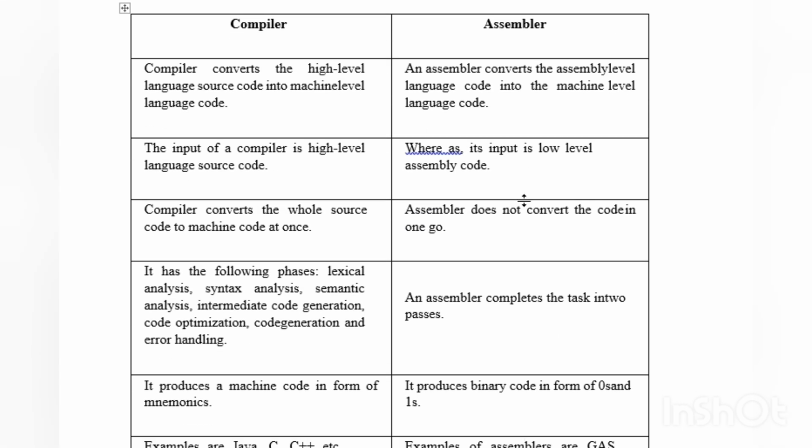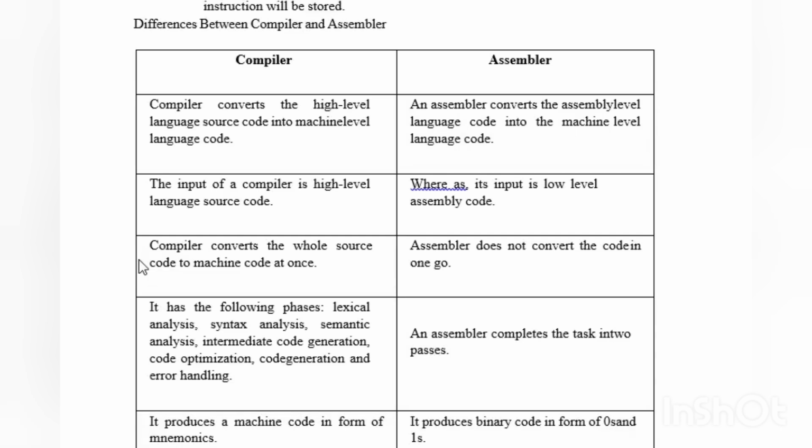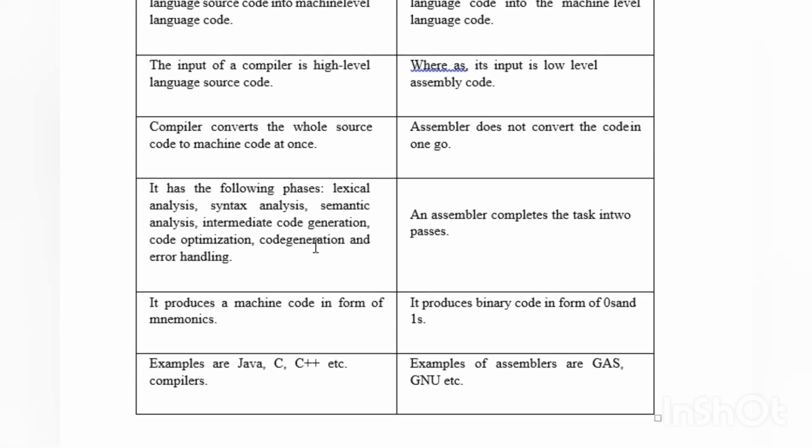Next we have the difference between compiler and assembler. A compiler is used to convert high-level language source code into machine-level language code, whereas an assembler is used to convert assembly-level language code into machine-level language code. A compiler takes high-level language source code as input, whereas an assembler takes low-level assembly code. A compiler converts the whole source code to machine code at once. An assembler does not convert the code in one go.